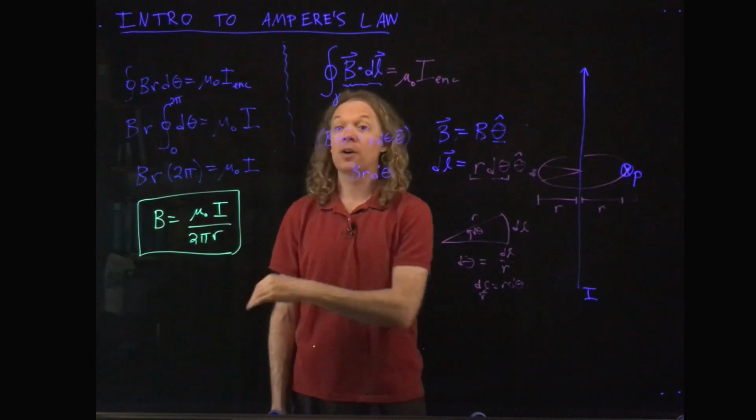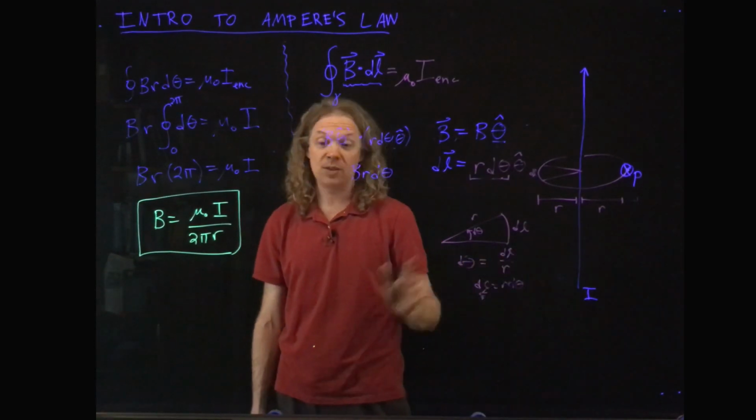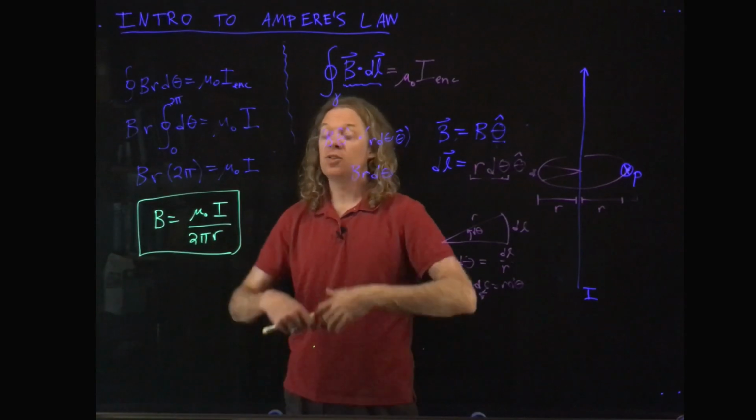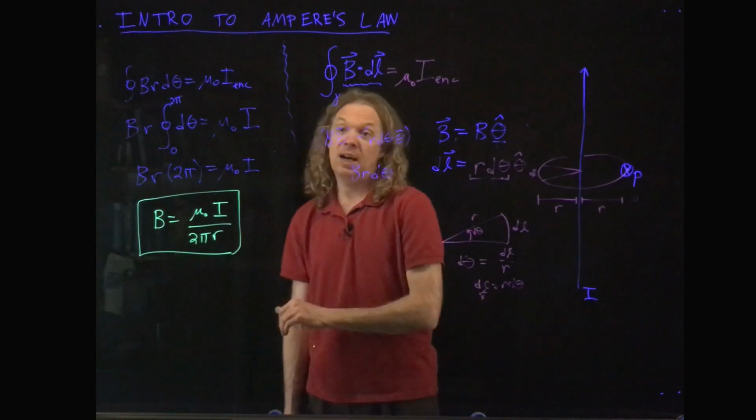Now, Biot-Savart works in all possible situations, whereas Ampere's law only works in very specific situations. But you can use Ampere's law to hugely simplify things that would normally take the Biot-Savart law very long. And this is how you get it.